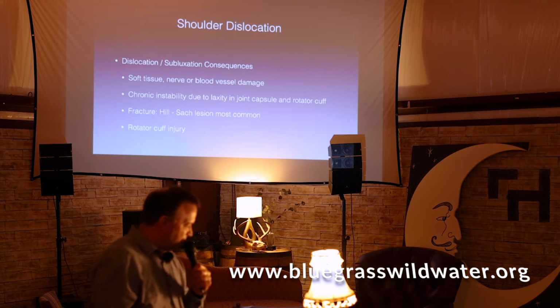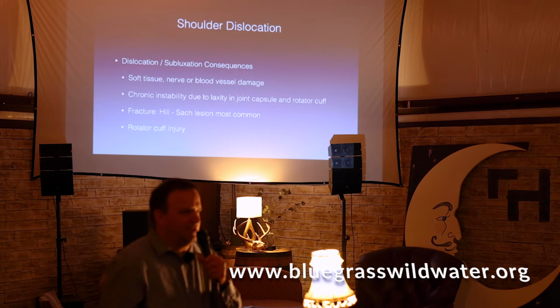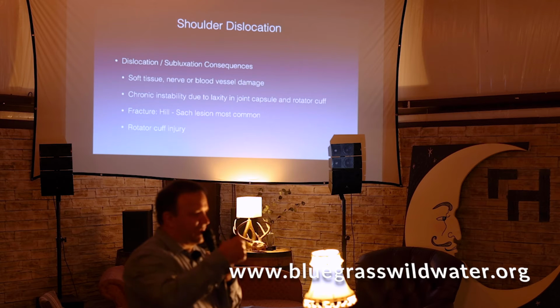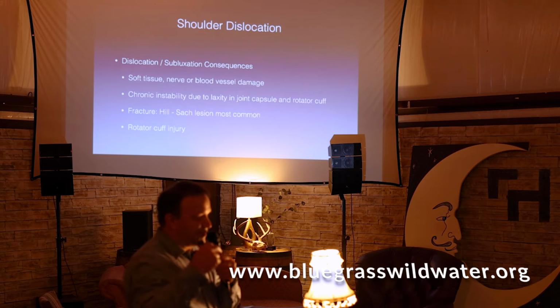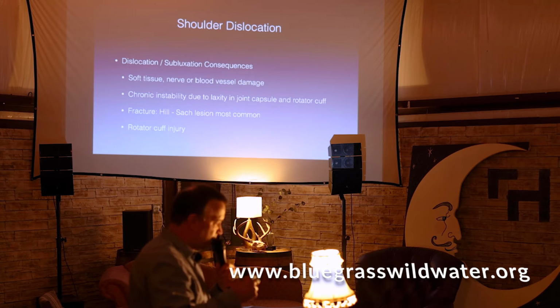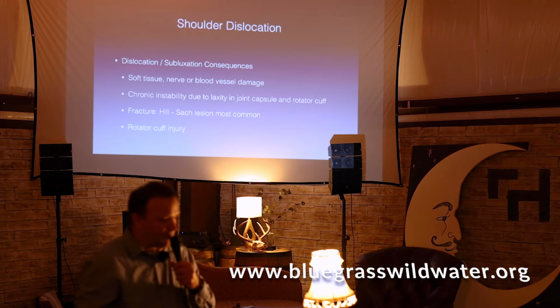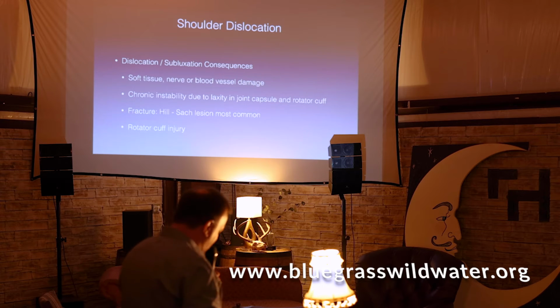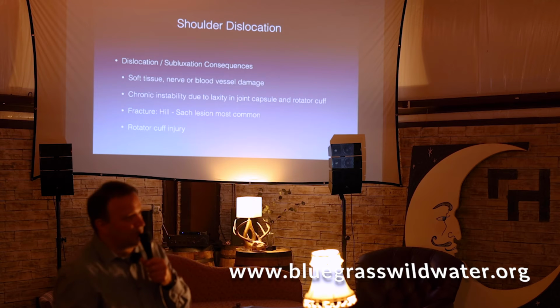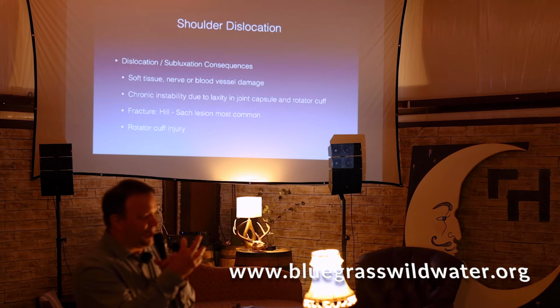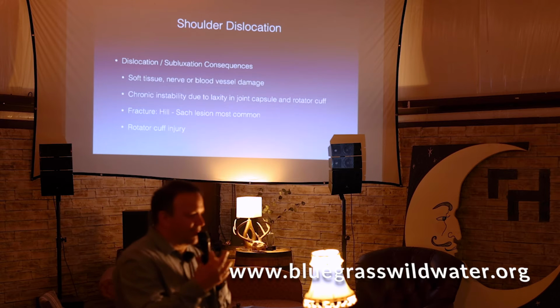You can have a fracture. Hill-Sachs is a common injury to the humeral head. It makes a little dent in the head as it slips over the glenoid. And of course, we're going to talk about rotator cuff injury as well. Generally, you can have laxity of the capsule, which is the part that surrounds the humeral head. You can also have a tear in the rotator cuff and stretching of the rotator cuff.